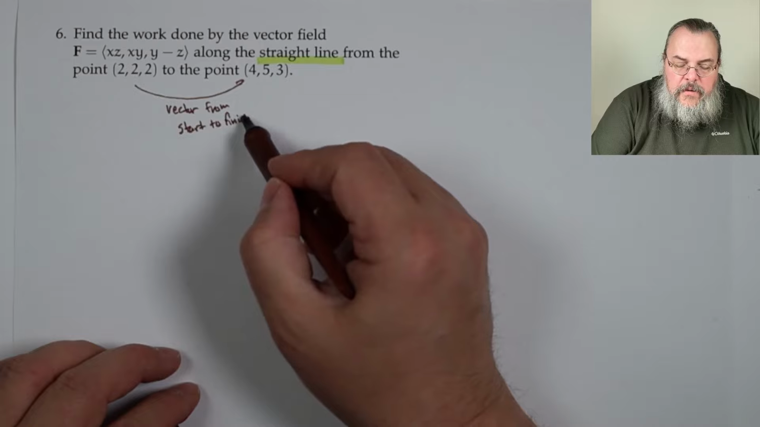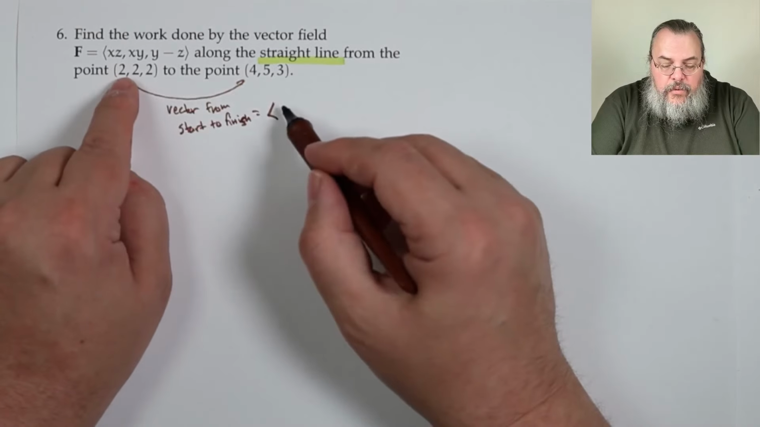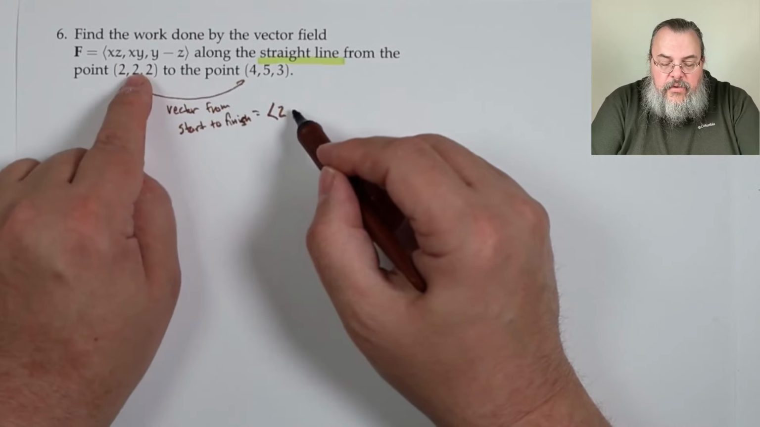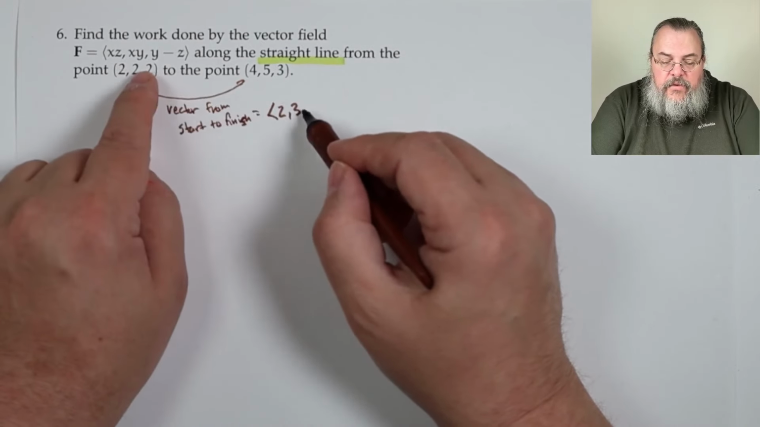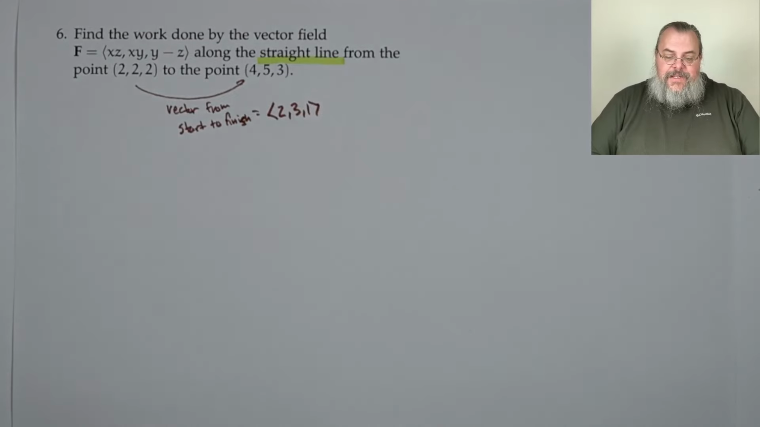Well, take the differences. 4 minus 2, 2. 5 minus 2, 3. 3 minus 2, 1. So that's the vector from the start to the finish. And now, this is what you do.